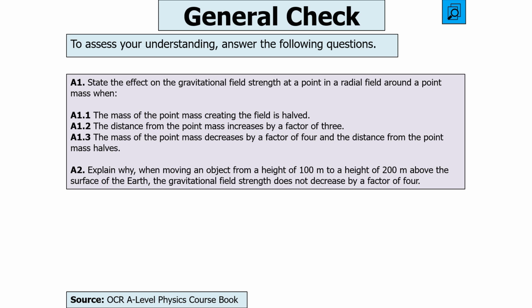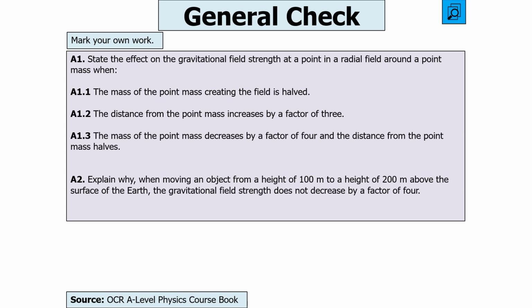The next question says, state the effect on the gravitational field strength at a point in a radial field around a point mass when, firstly, the mass of the point mass creating the field is halved, the distance from the point mass increases by a factor of 3, and then the mass of the point mass decreases by a factor of 4 and the distance from the point mass halves. Then explain why, when moving an object from a height of 100 meters to a height of 200 meters above the surface of the Earth, the gravitational field strength does not decrease by a factor of 4. So pause the video now, then unpause the video when you want to go through your answer.